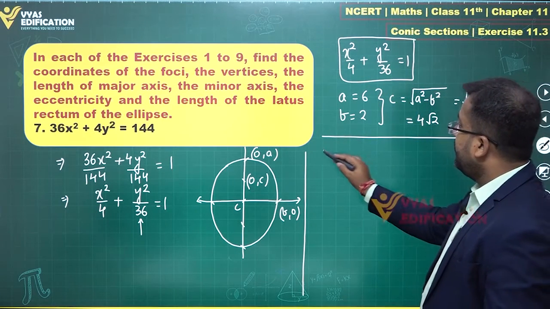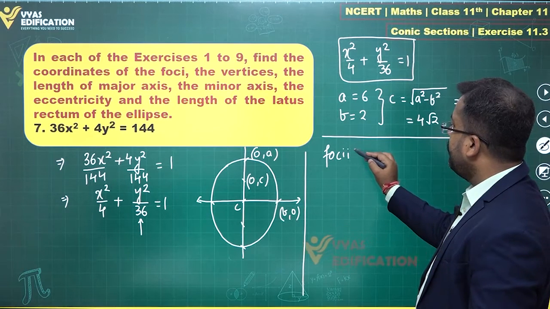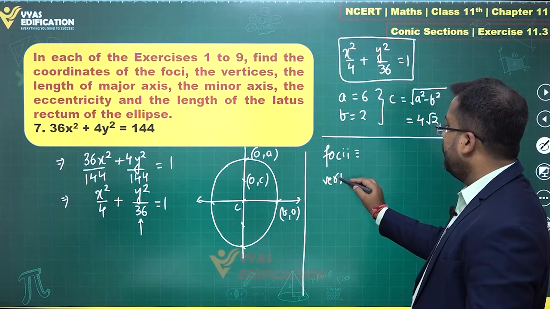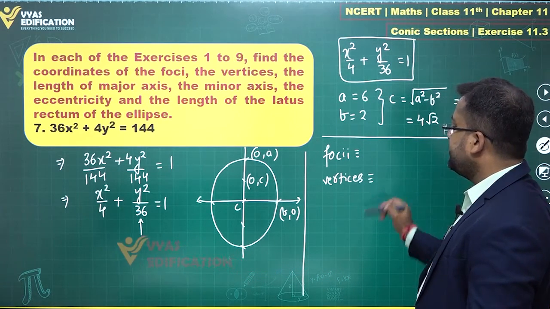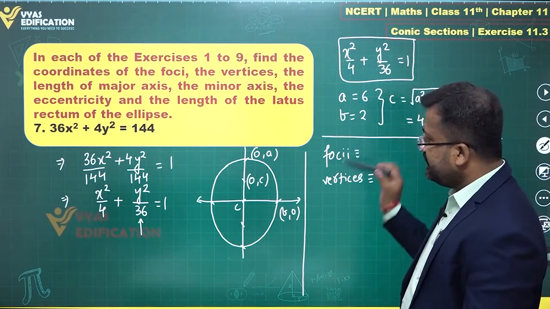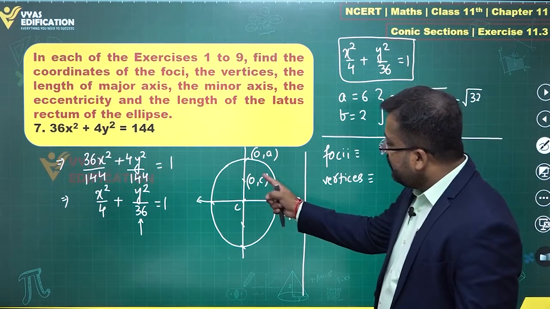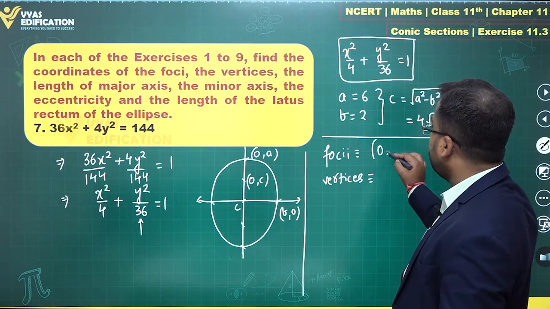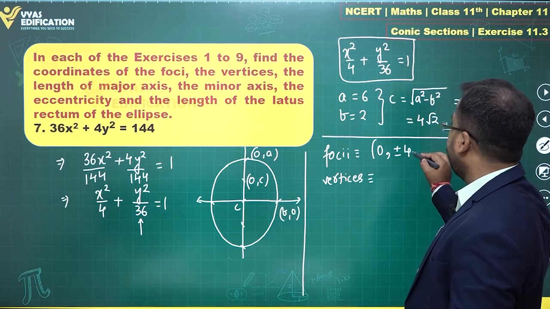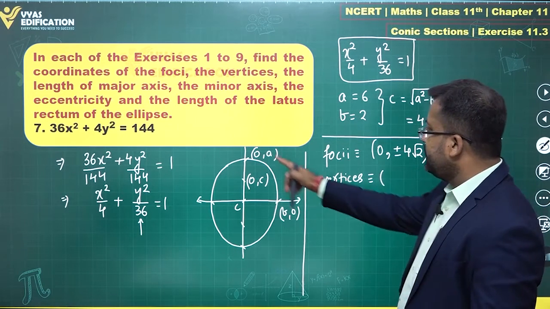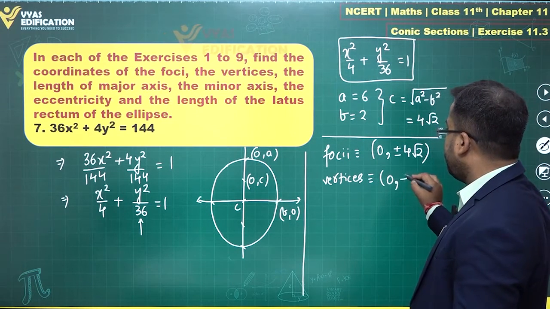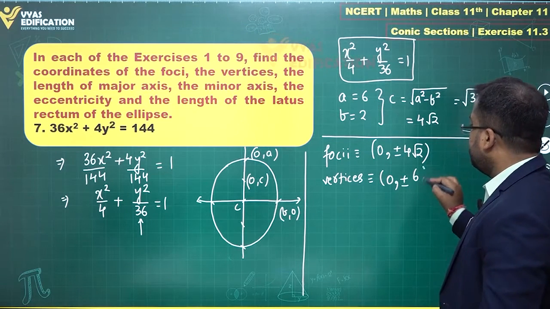Okay. And now finding coordinates of foci and vertices will not be difficult. Coordinates can be found easily, right? Coordinates are dependent on the position, horizontal or vertical, right? So foci 0 comma c, 0 comma minus c will be 0 comma plus or minus c. Vertices 0 comma a, 0 comma minus a, 0 comma plus minus a. These will be the vertices, right?